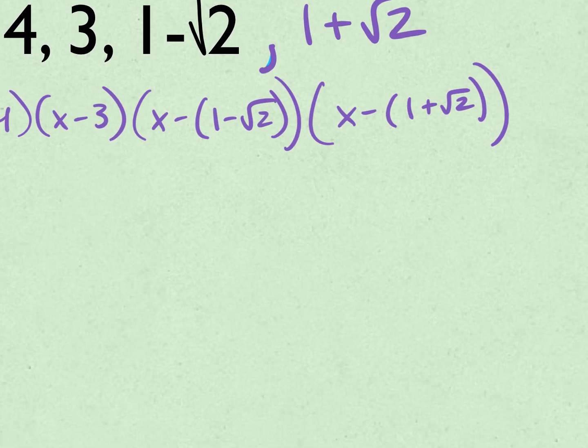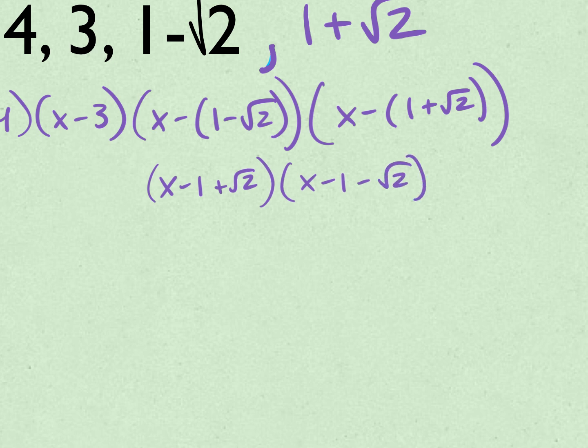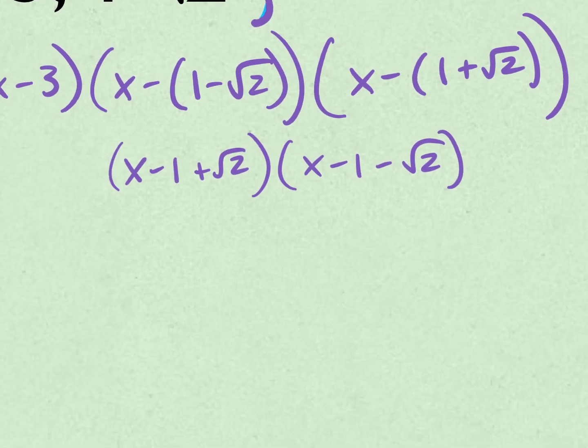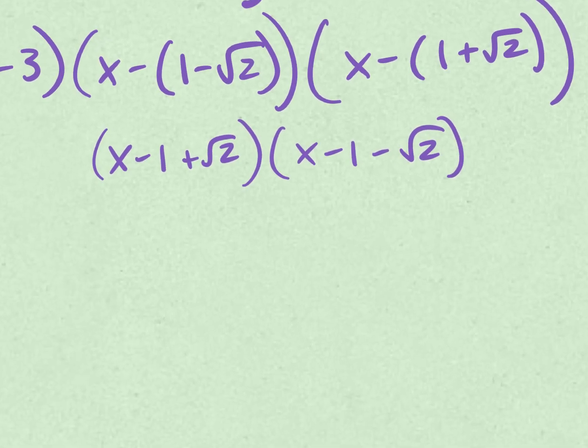So I always want to start by FOILing out or working with the conjugates here, the pair. I'm going to simplify this a little bit. I have x minus 1 plus square root 2 and x minus 1 minus square root 2. Now you can FOIL, so you can multiply it out with your 3 terms, or these are conjugate pairs. So I can use my shortcut, a squared minus b squared.